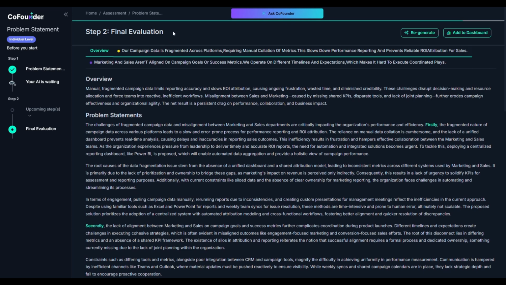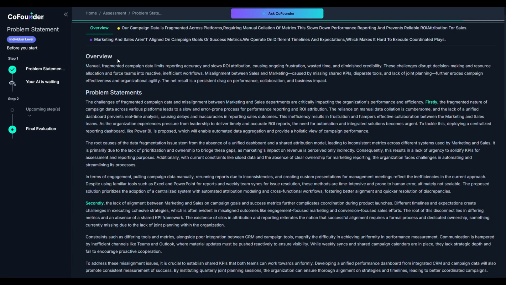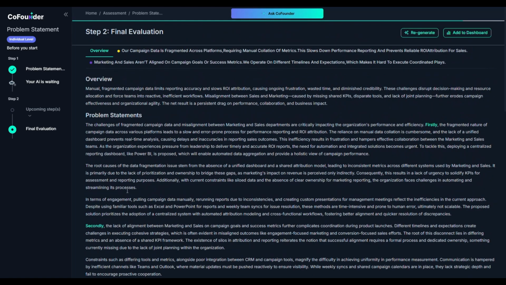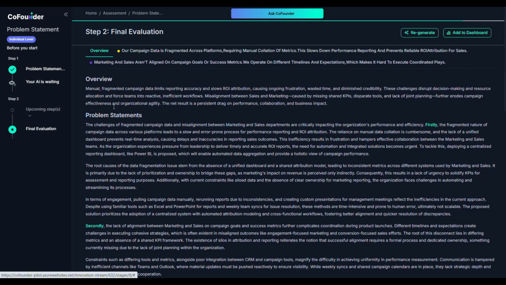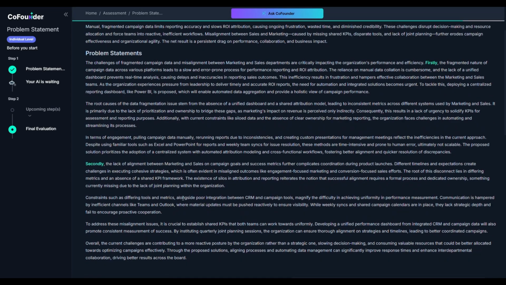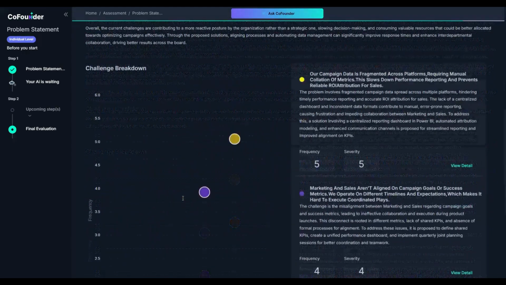We've arrived at the final evaluation of Alex's problem statement, where CoFounder has synthesized everything he just entered into one clear, structured summary. At the top, we see a high-level overview, a concise narrative that blends both of Alex's challenges into a single, AI-refined problem statement. Its focus, grounded in real-world friction, and ready to be carried forward into use case generation.